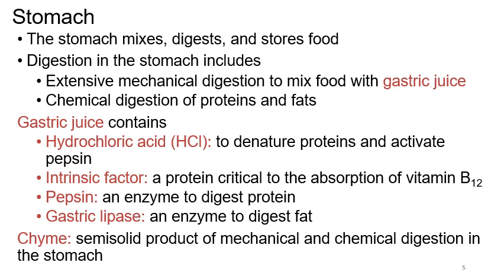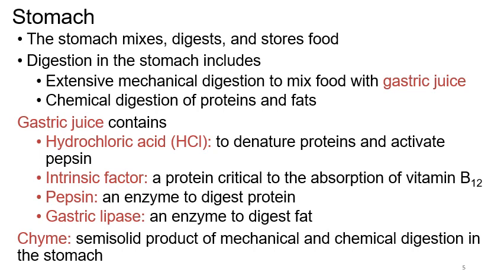Digestion in the stomach includes both mechanical and chemical. So it has an extensive mechanical digestion to mix food with gastric juice, and a chemical digestion of protein and fats. The gastric juice contains hydrochloric acid, HCl, to denature proteins and activate pepsin. So it changes the way the protein looks, both chemically and physically too. Intrinsic factor is a protein critical to the absorption of vitamin B12.